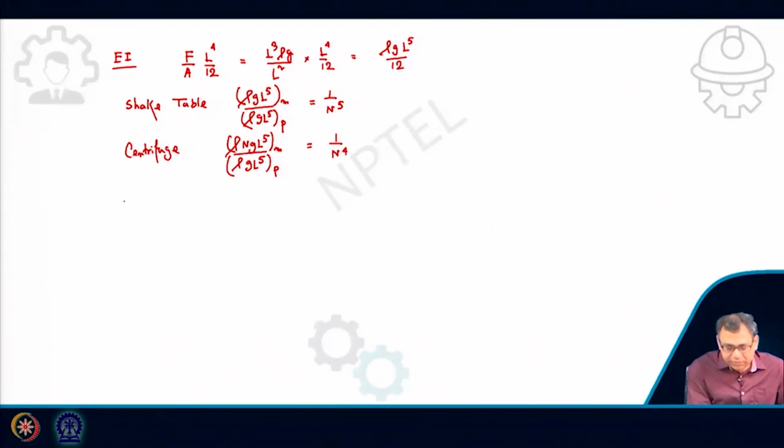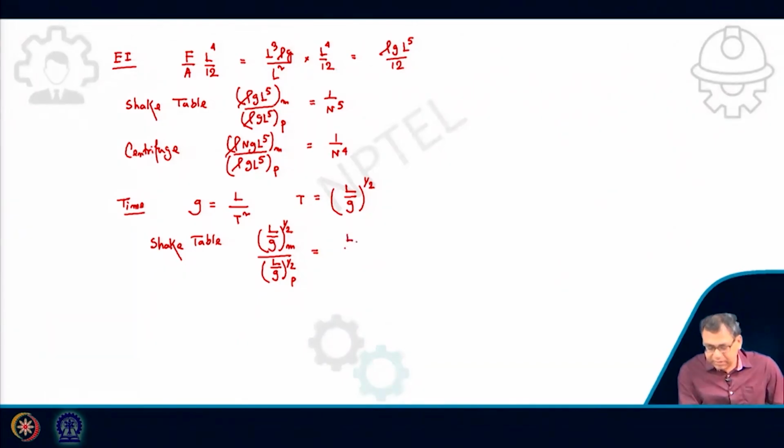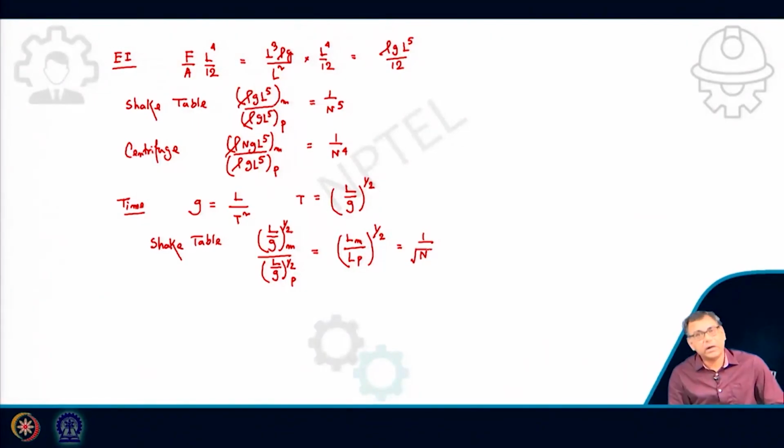Okay. So, next I am doing for the time, the last one, the time, that we know G is equal to L by T square. T is the time. So, that means your time is equal to L by G to the power half. So, for shake table, your L by G to the power half model by L by G to the power half prototype. So, G will cancel. So, this will be L M by L P to the power half. So, this will be 1 by root N. That is for shake table.